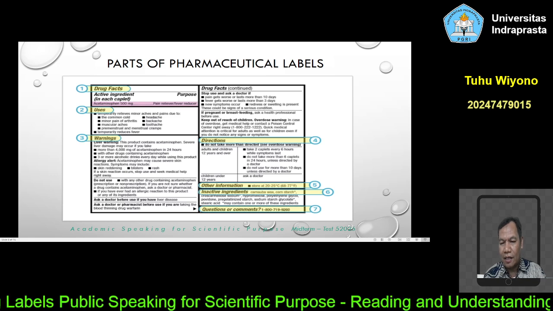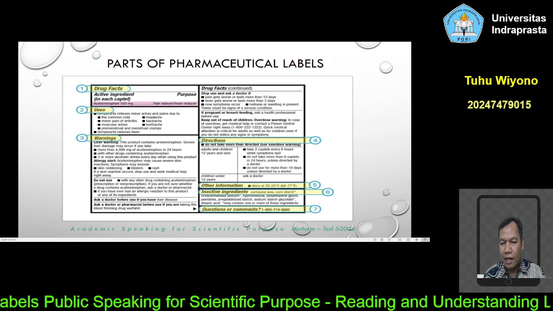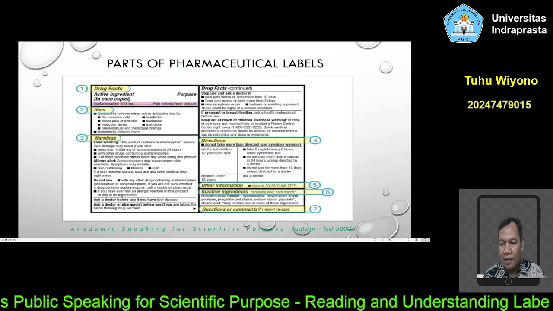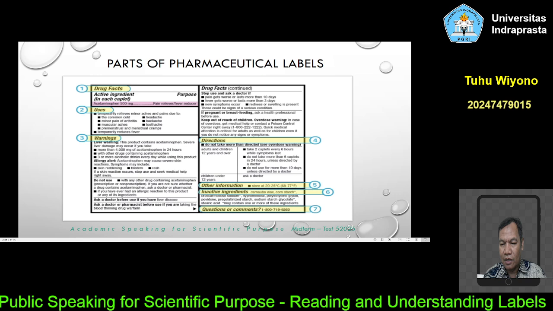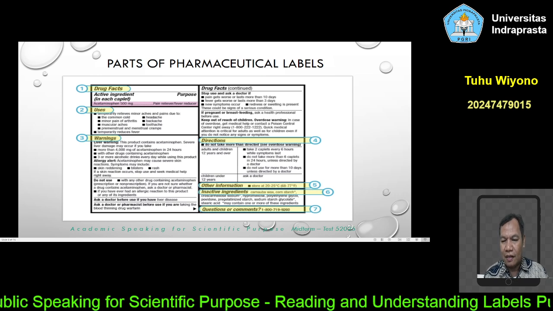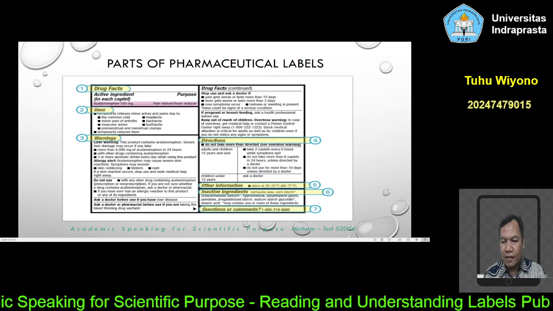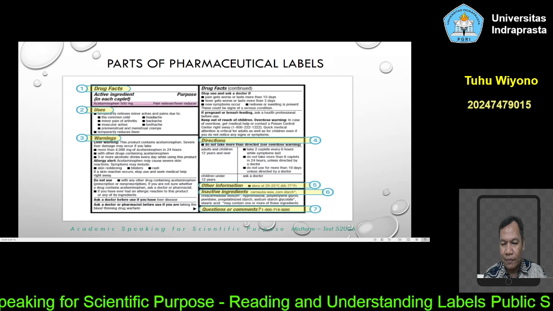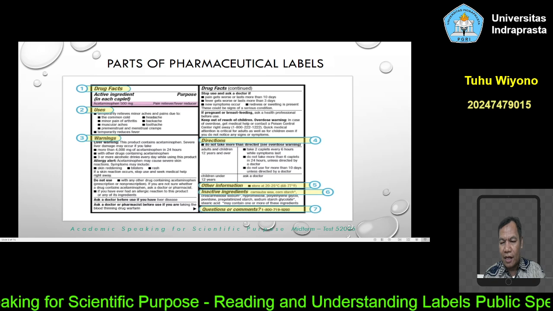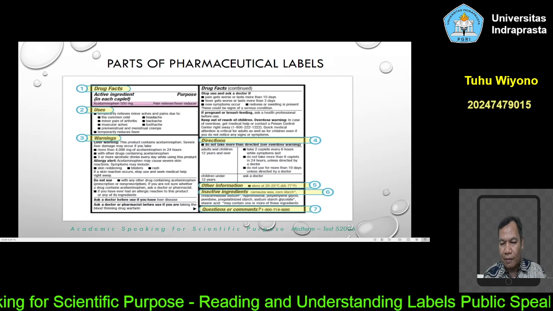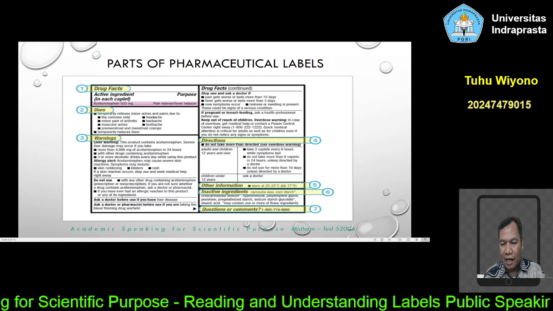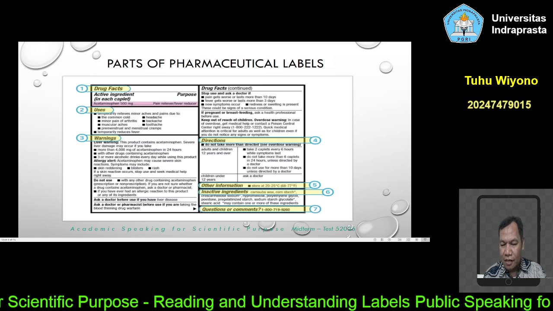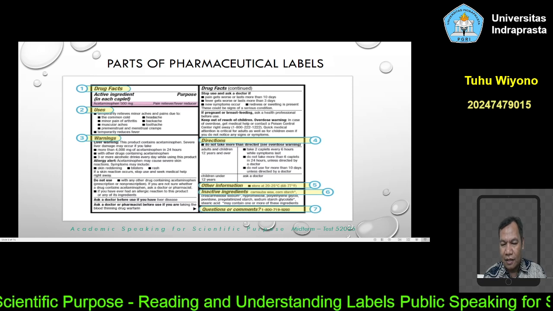Don't take more than directed. See overdose warning. Adults and children 12 years and over take 2 tablets every 6 hours while symptoms last. Do not take more than 6 tablets in 24 hours unless directed by a doctor. Don't use more than 10 days unless directed by a doctor. For children under 12 years, ask a doctor. There are still 3 information.